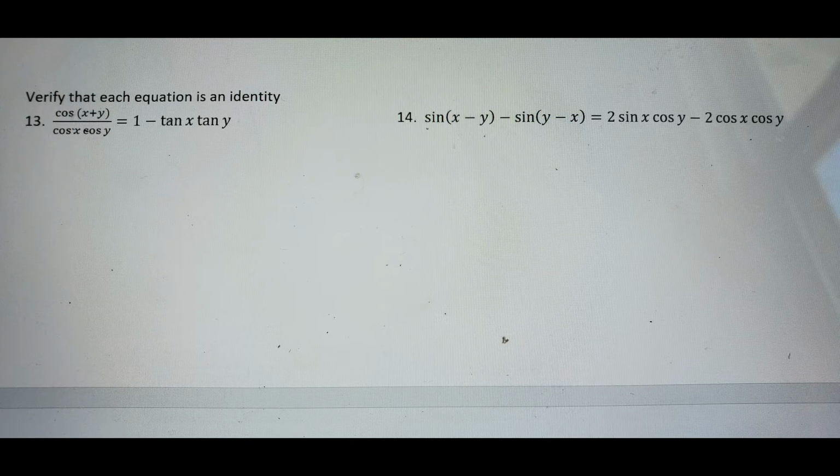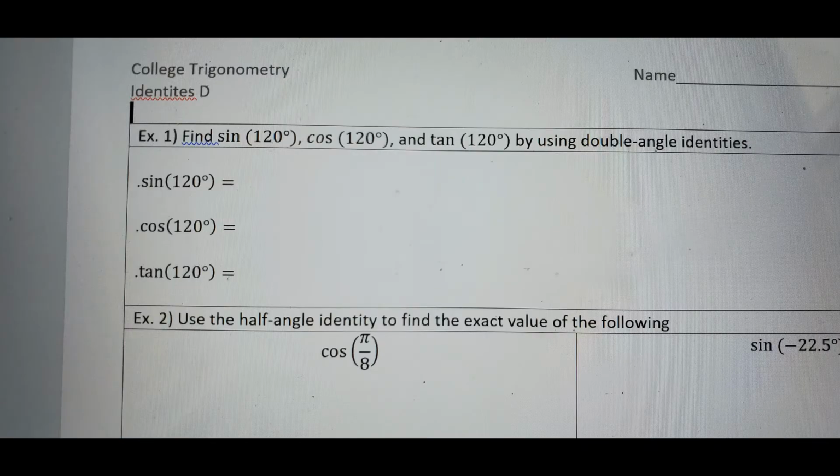All right, so let's switch gears and let's talk about Worksheet D. On the top of this, they're asking us to use double angle identities, and we have to do it for sine of 120, cosine of 120, and tangent of 120.